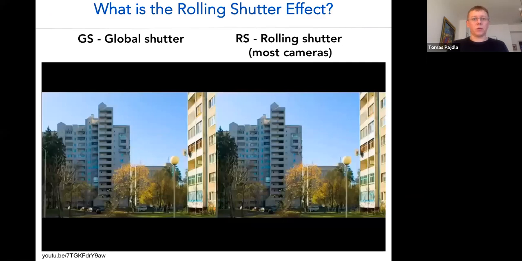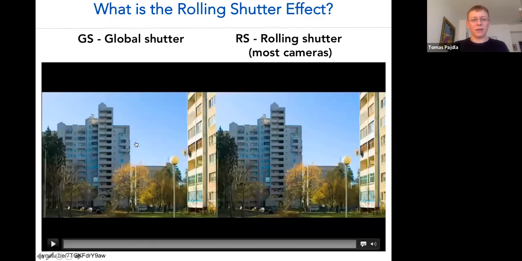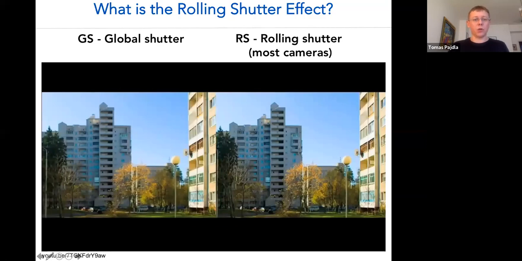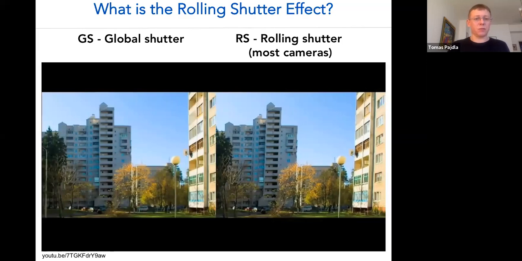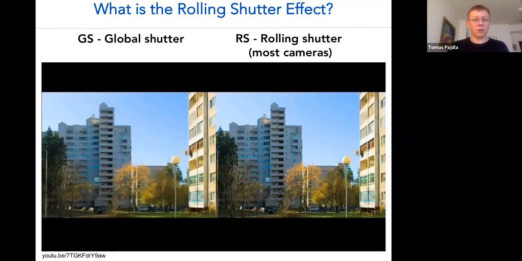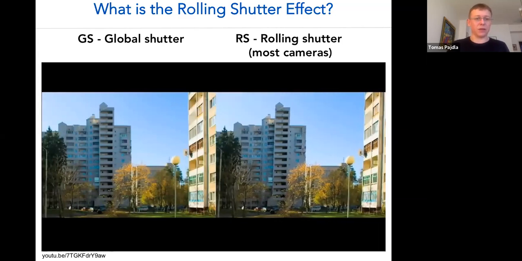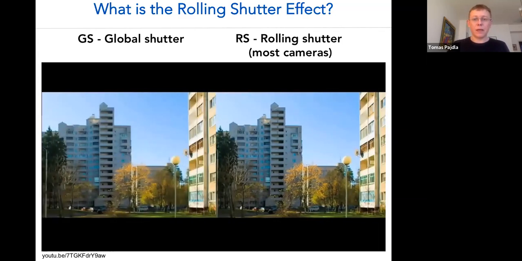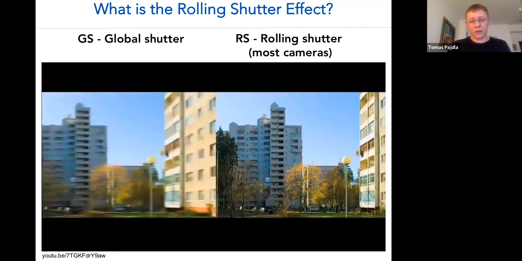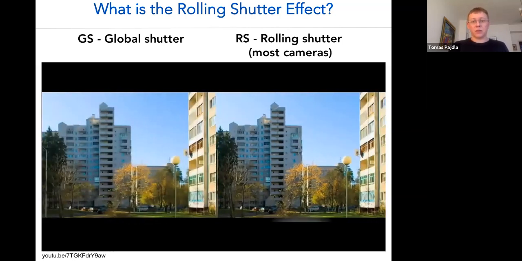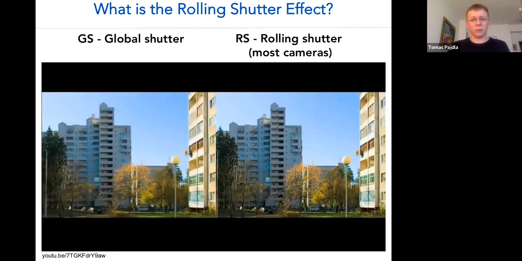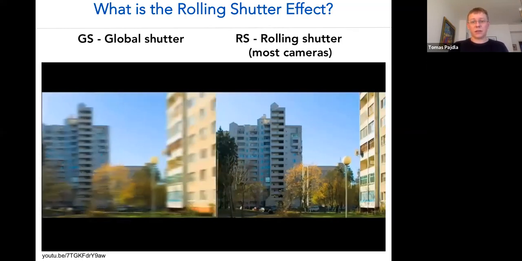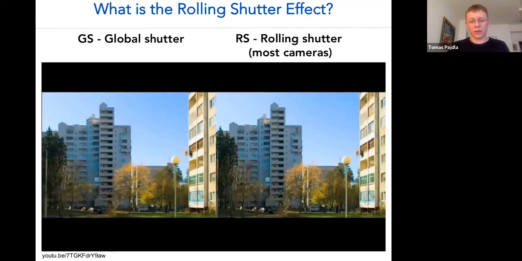So let me first talk about what the rolling shutter is. On the left panel, we see a global shutter camera moving from left to right. We see that images become somewhat blurry when moving, but straight lines remain straight. On the other hand, in the right panel, we see a camera with a rolling shutter doing the same motion as the camera on the left. Here, you may notice that images are considerably sharper, but the straight lines become curvy when moving the camera from left to right.